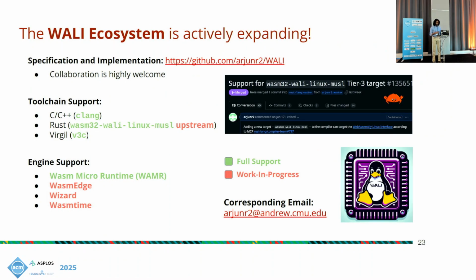And so with that, I would like to conclude my talk. The Wally ecosystem is actively expanding, and we highly welcome collaboration. We have toolchain support in Rust that is currently being upstreamed, and it's actually been merged into mainline, the first pull request, which is really exciting. And we have engine support in Whammer, but we also have upcoming engine support in 3 other engines. And I've put up my email there, and I'm happy to take questions.